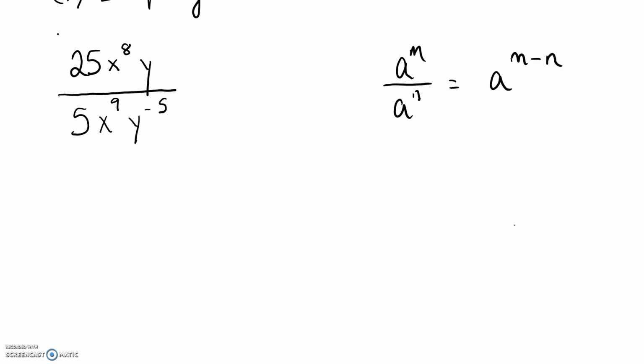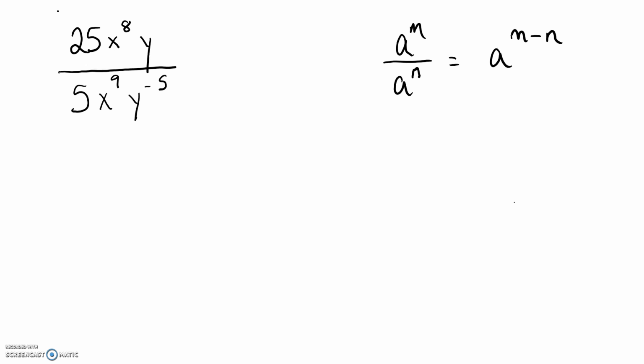Take your numerator exponent minus your denominator exponent. So we can do this as long as we are dividing like bases. So for this first problem, start with your constants, 25 divided by 5, and just divide that normally. So 25 divided by 5 is 5. Now let's take a look at our x's and our y's. So here's where we're going to use our rule.